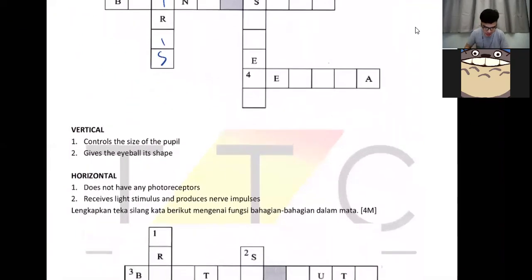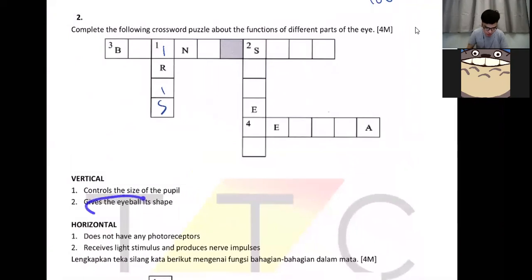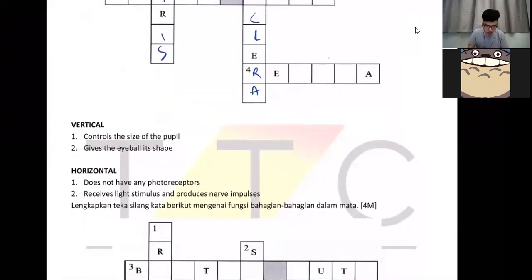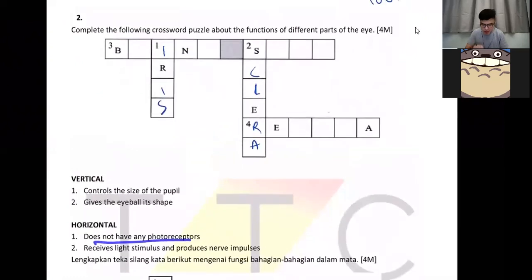So that's the iris. And then next, number two, to give the eyeball its shape, that will be your sclera. Sclera is the white color part of the eyeball. You see this white color part here? That's the sclera. And the part without any photoreceptor would be your blind spot. You know your eyeball, right? The part that goes to the nerve, this is the blind spot. There's no nerve on it. There's no receptor on it. So any image here, you will see nothing.